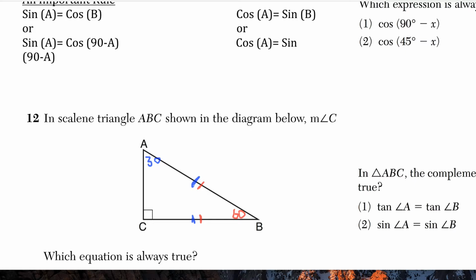Does that make sense? So the fancy way to say that is that sine A equals cosine B, meaning the two non-right angles in a triangle, or sine A equals cosine of 90 minus A. Why do they say that? Because if you did 90 minus 30, you would get 60. The two angles in a right triangle always have that relationship with each other. So everyone see that? You could just show them again if you needed to.